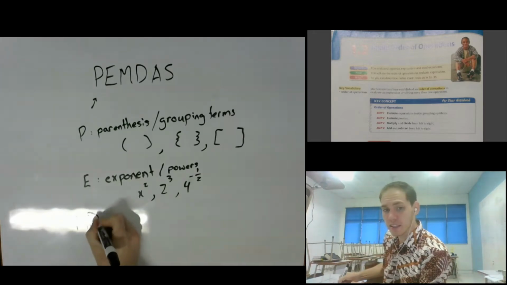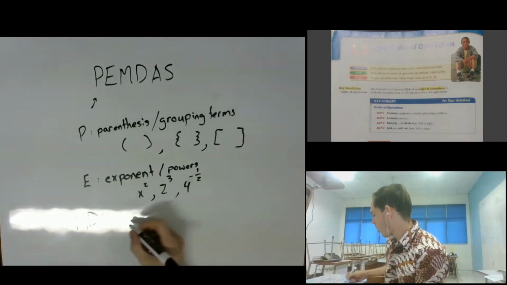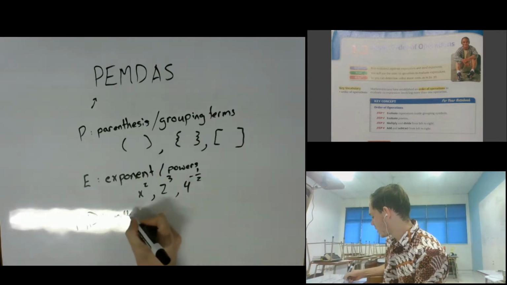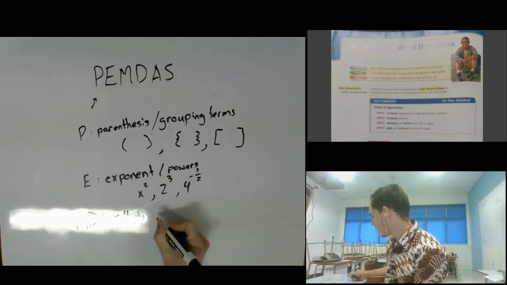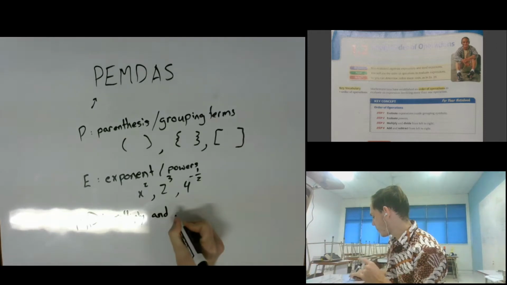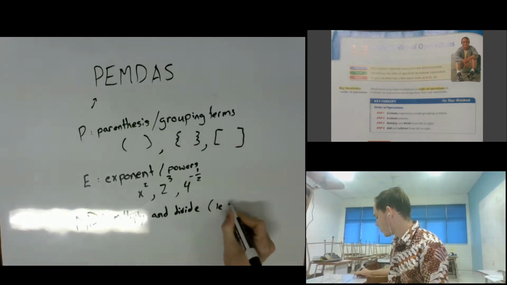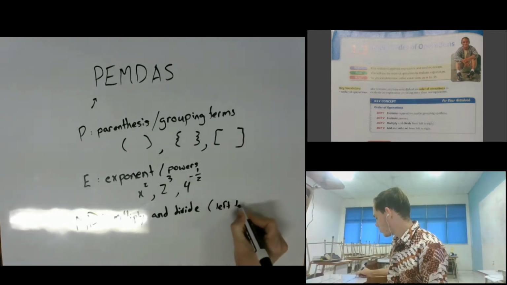So the M and the D are you multiply and divide. So it's actually this one. These two happen at the same time. So you actually do it from left to right.